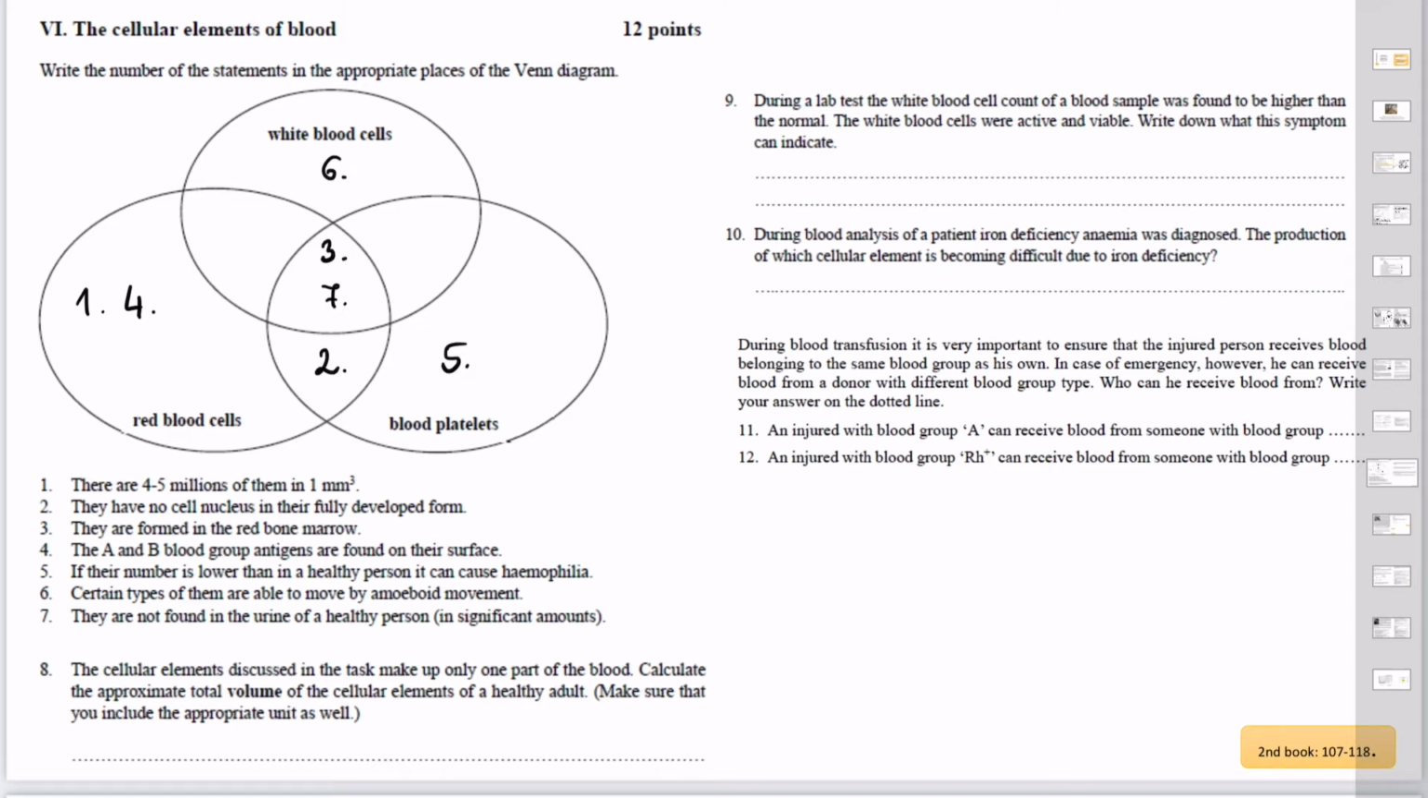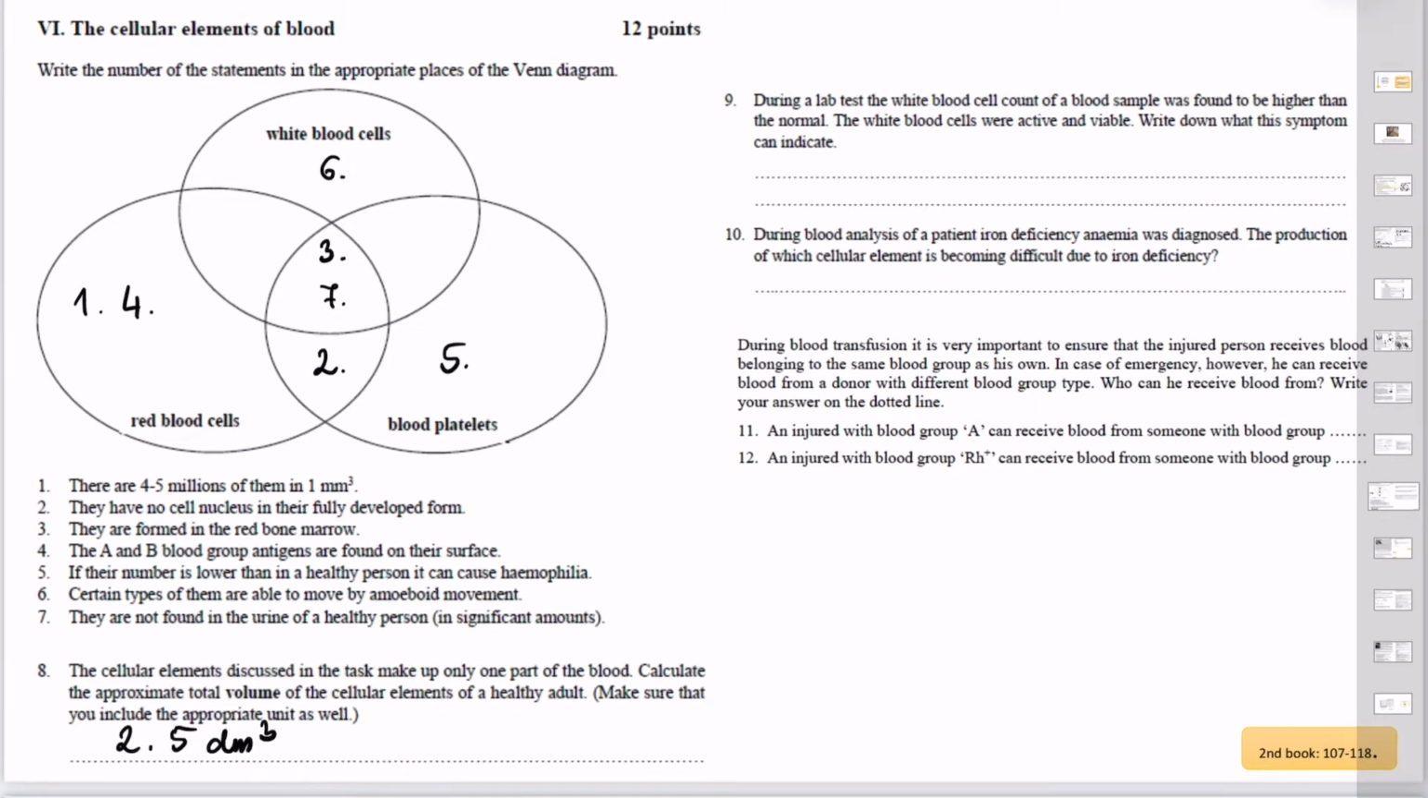And the plasma is about 50% of the total blood volume. It means that the other half will be the cellular elements. So your answer can be 2.5 cubic decimeters.